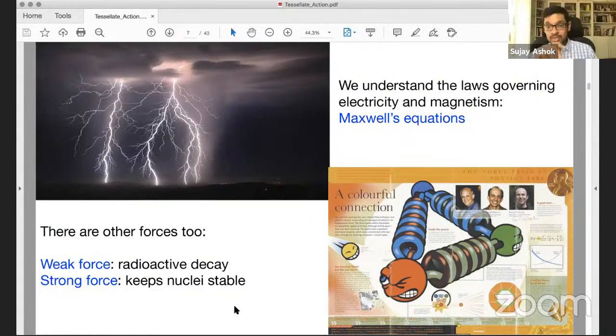Very good. So this is the poster that came out when three physicists, David Gross, Frank Wilczek, and David Politzer, got the Nobel Prize for explaining the strong force. So they formulated a theory called quantum chromodynamics, or QCD, that exactly showed how the strong forces act.